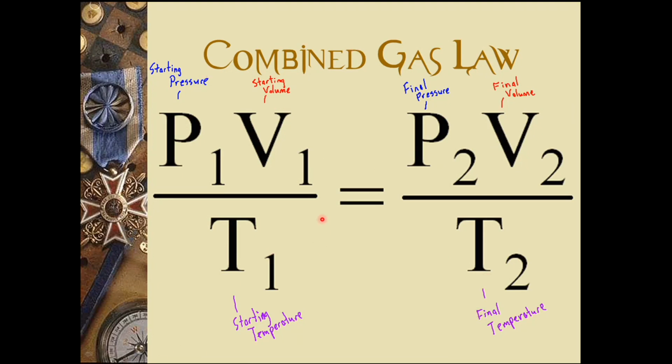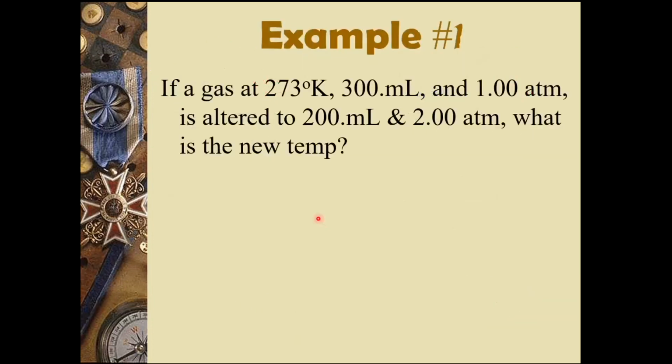Now, this first example is a very basic, standard question. First off, you can tell this is the combined law because you've got two sets of milliliters and two sets of ATMs. This is definitely combined because you've got two sets of data, and this means you're definitely going to be using the combined law.